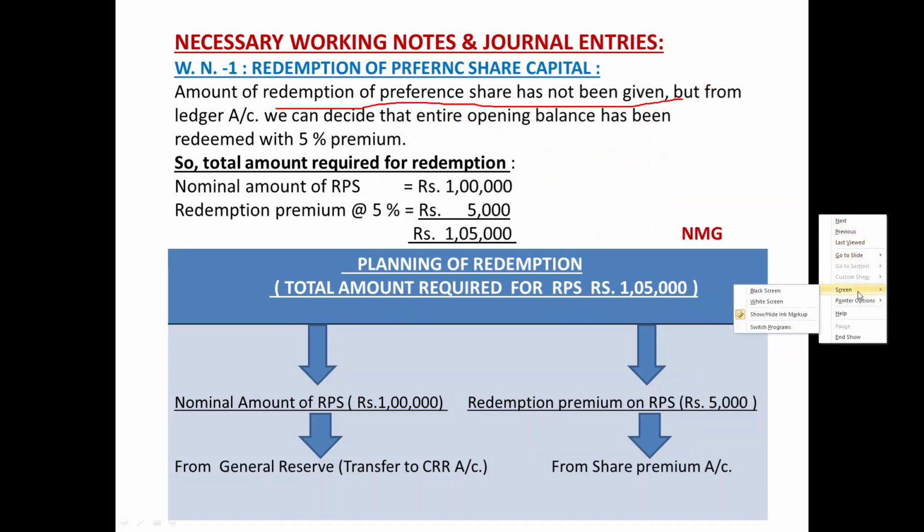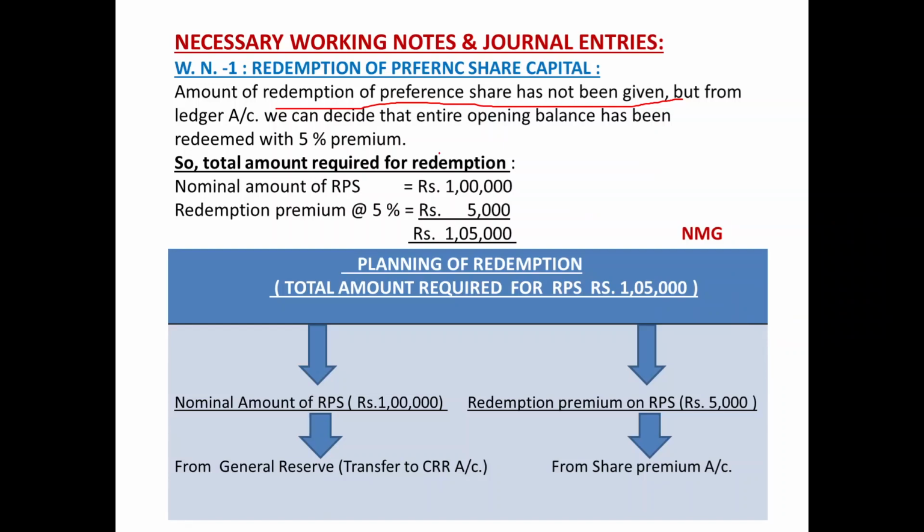Amount of redemption of preference share has not been given, but from the balance sheet or from ledger account we can decide it. That entire opening balance has been redeemed with 5% premium. So how much amount, total amount required for redemption? Nominal amount of RPS 1 lakh, redemption premium at the rate of 5%, 5% of rupees 1 lakh is 5,000, that gives total 1 lakh 5,000. So we decided the total amount of redemption.